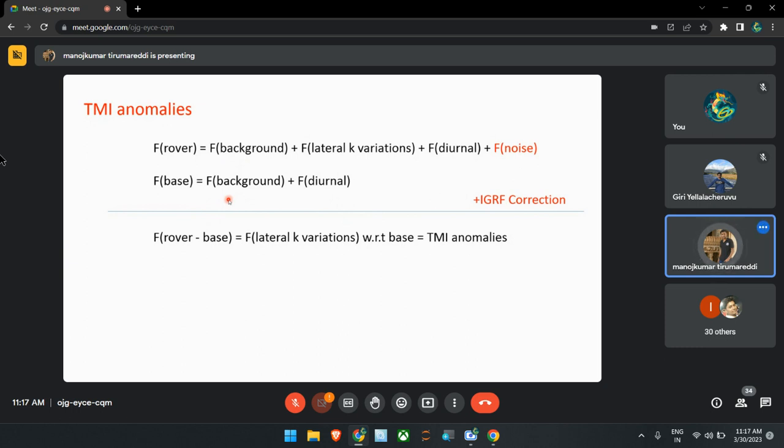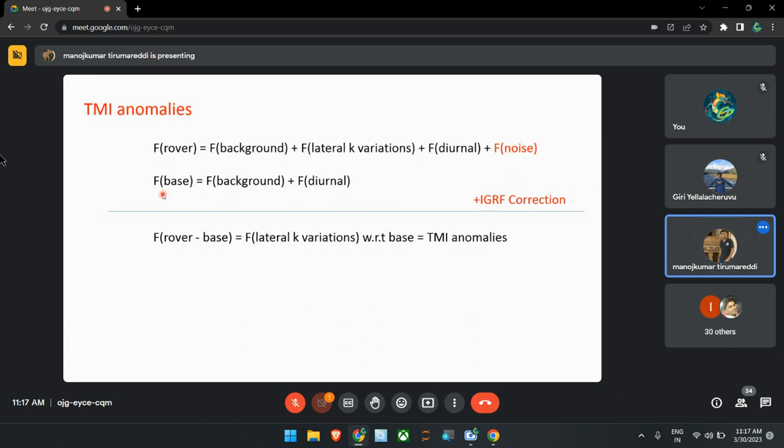Because we do surveys in a 50 square kilometer, 100 square kilometer area, in which IGRF variations are not much. If it is there also, it will vary in a linear pattern, so we can remove it in regional residual separation also. If it shows some large variations, we have to apply the IGRF correction.